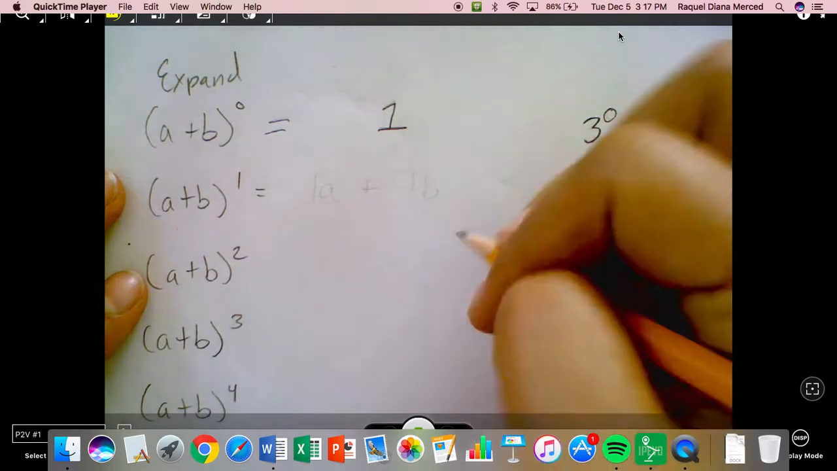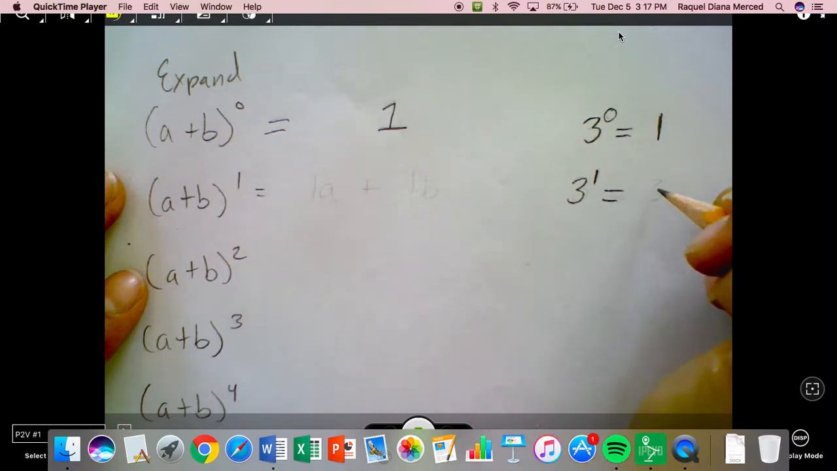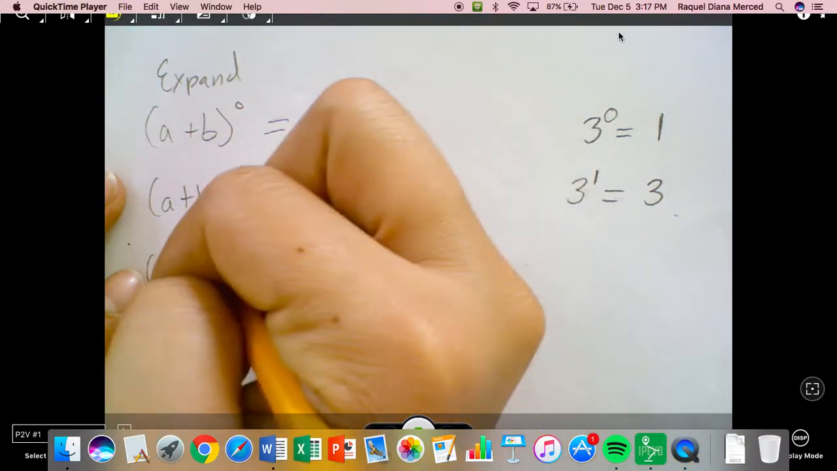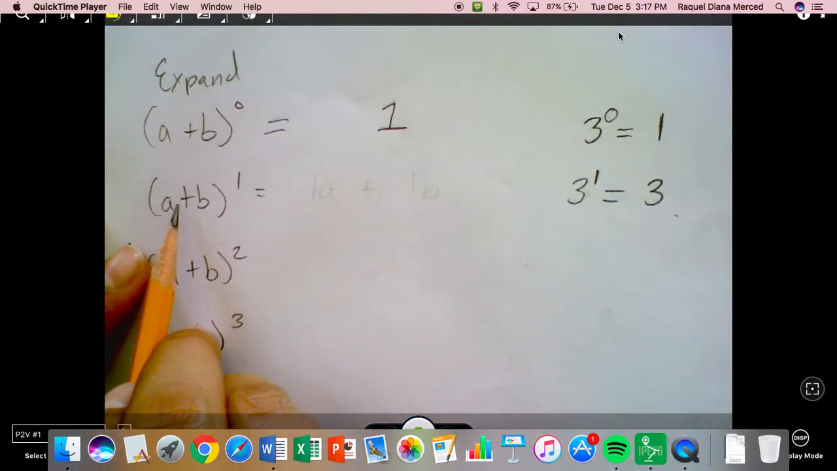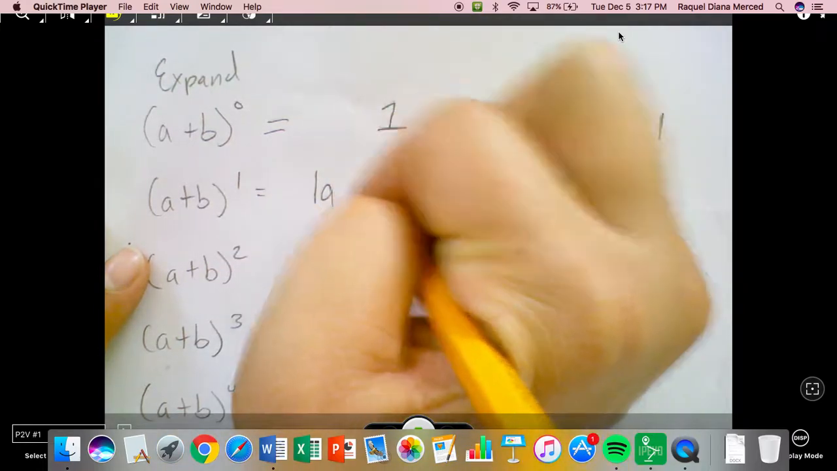Then if I continue with the number 3, when the number is raised to the first power, it's just listing that base number once, itself. And here is the same idea. When you have a plus b to the first power, you're just listing it once.